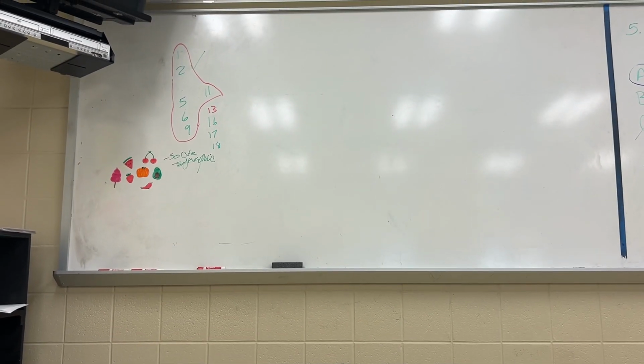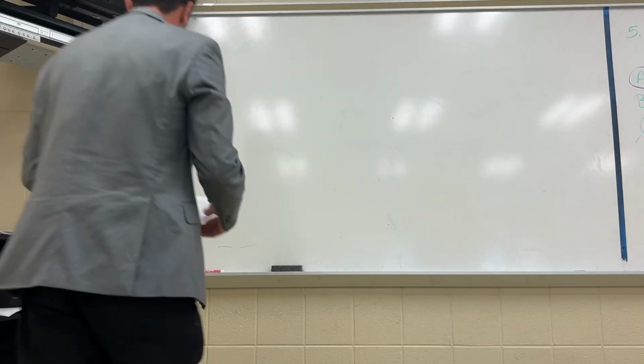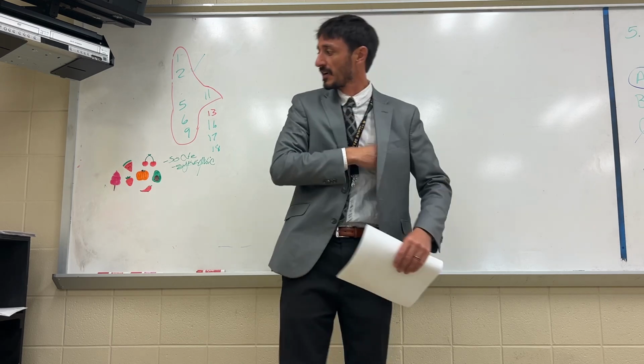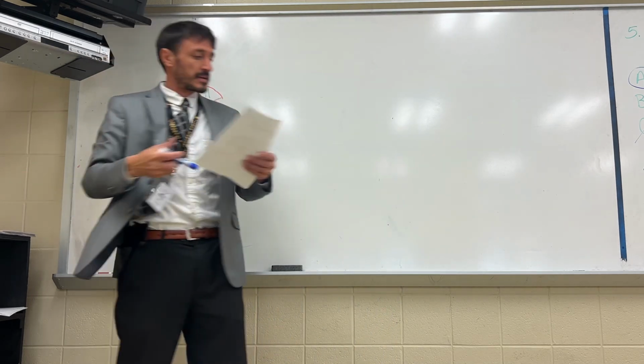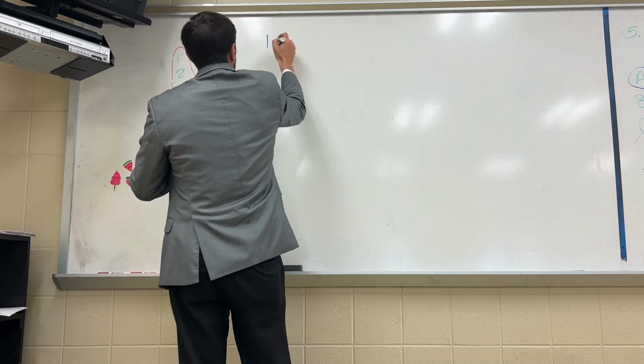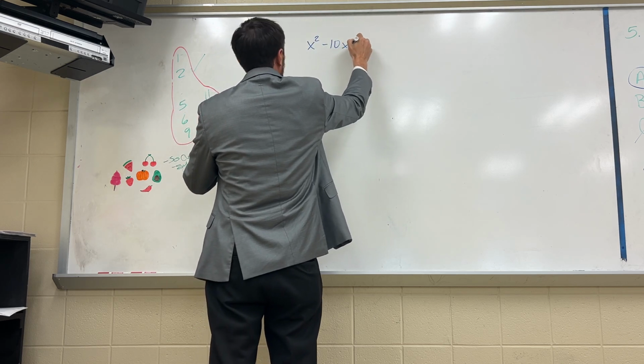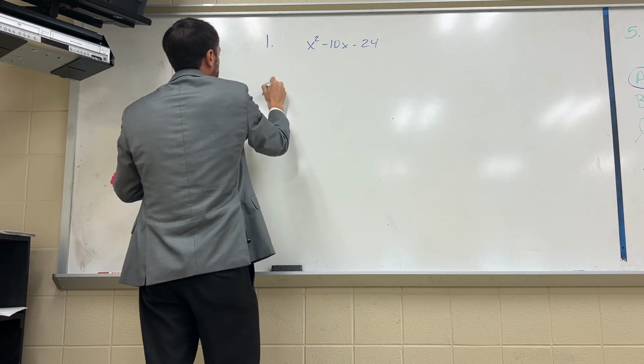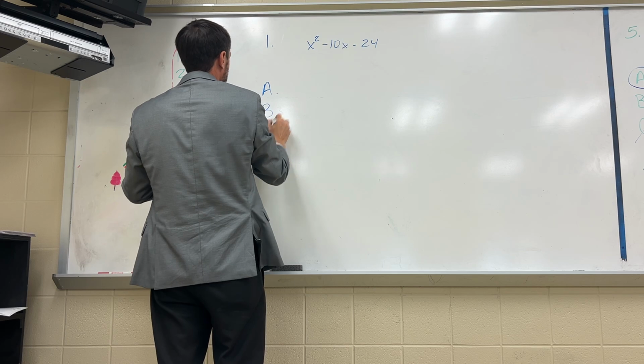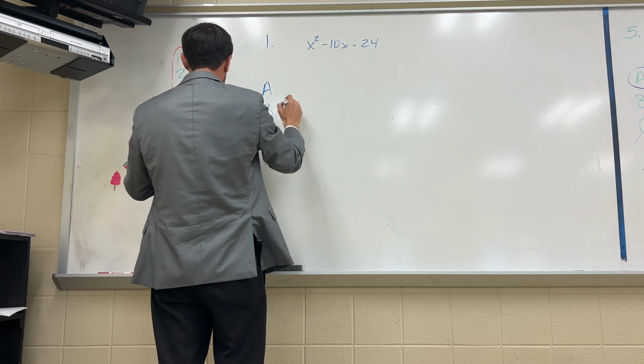All right, guys, let's go ahead and get started on tonight's homework. Let me find my marker. Okay, so we're looking at number 1, which is x squared minus 10x minus 24. And you have answer options A, B, C, and D.